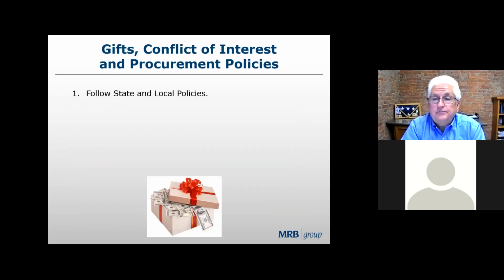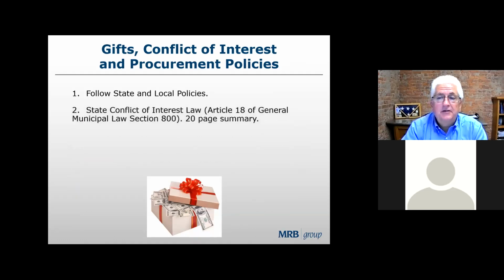All right, so conflicts of interest, gifts, and procurement policies. We have to follow the state, federal, and local policies. Your community may have a policy specifically relating to receiving gifts or conflicts of interest. The state conflict of interest law is included in Article 18 of the General Municipal Law, Section 800. A 20-page summary is included in that conflict of interest law.